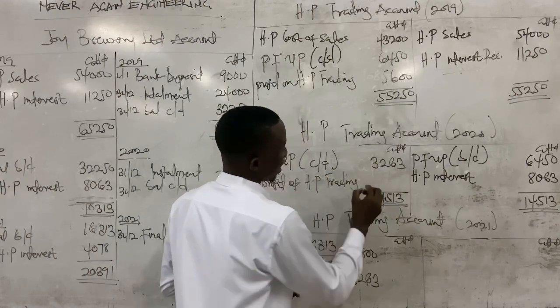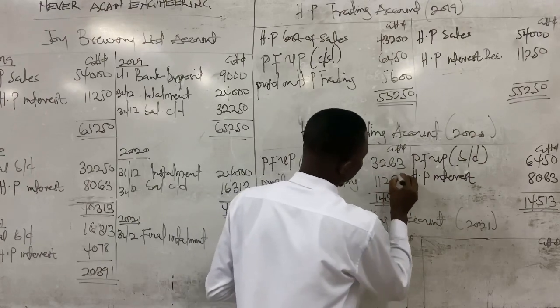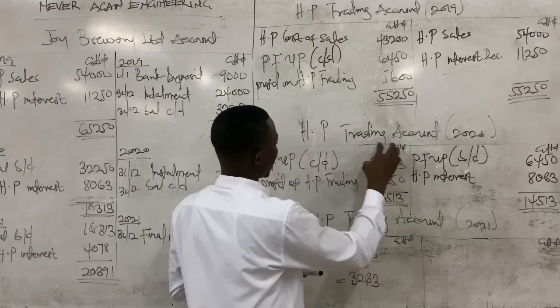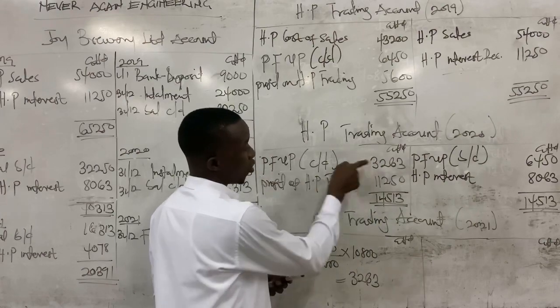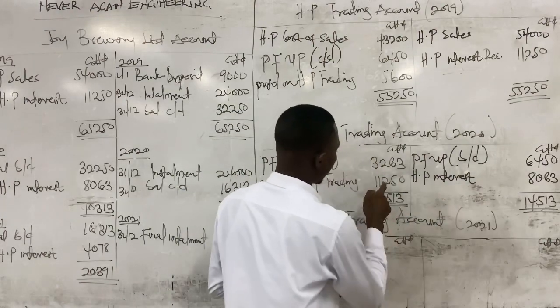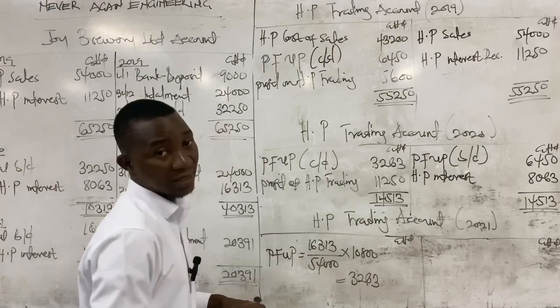Now the true profit of the hire purchase trading for 2020 becomes 11,250. That is where we take this carrying amount of the provision for unrealized profit from the total to get this amount. Is this clear?